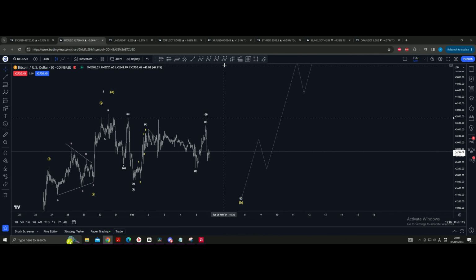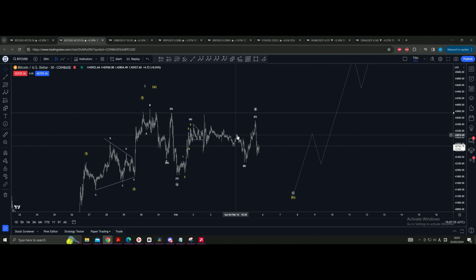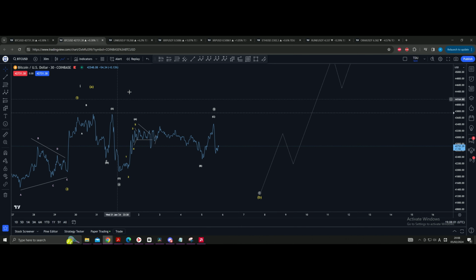For me, less likely that we have something like this. 1, 2, 3, 4, and 5. Ending diagonal or whatnot. But it's still open. Less likely, to be honest. I think that the move, if you look at the line chart, the move was this. This is where the price action held.